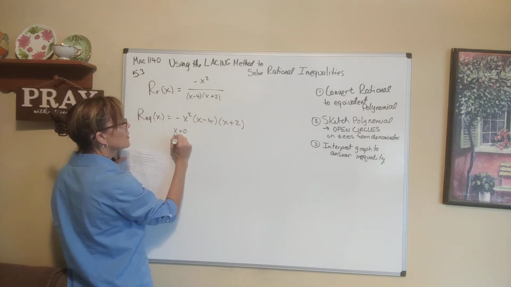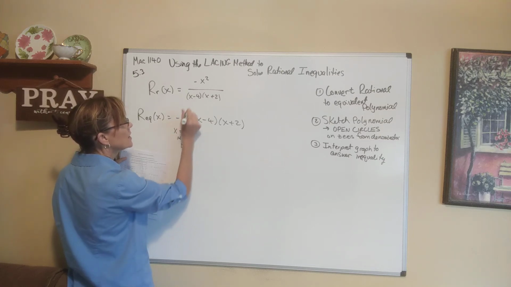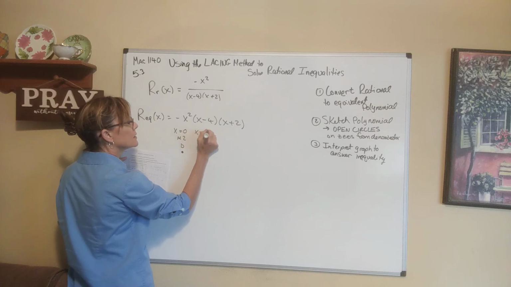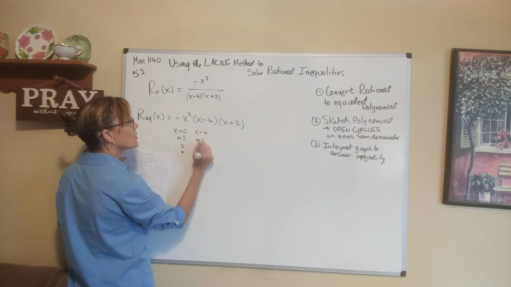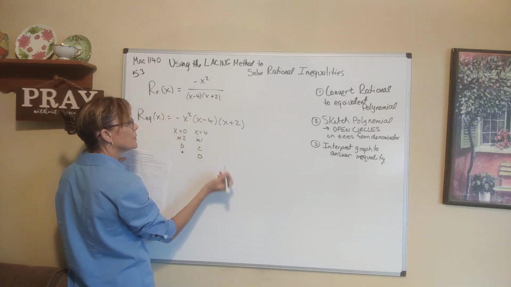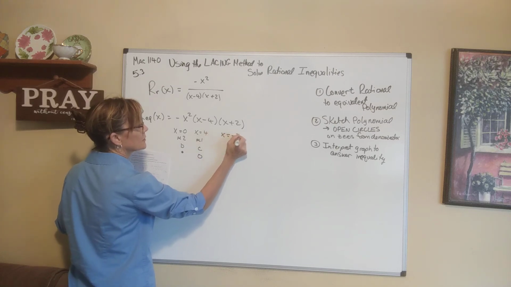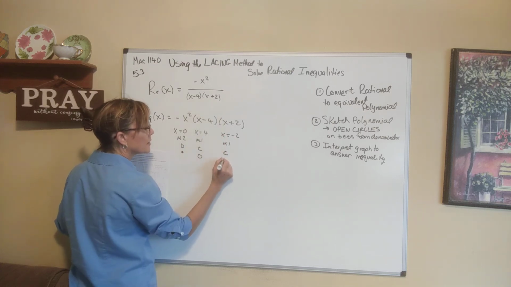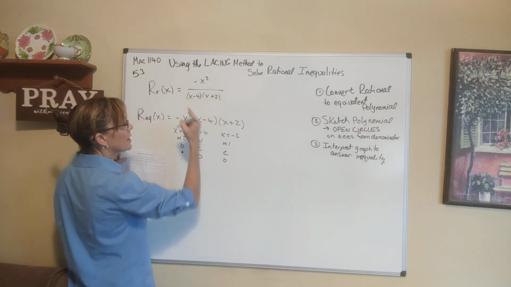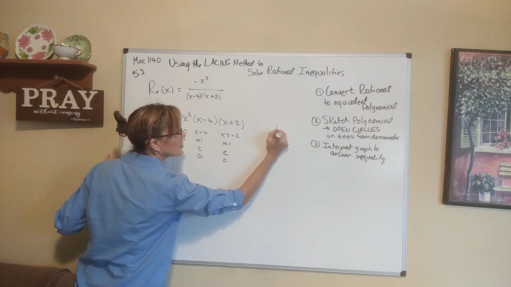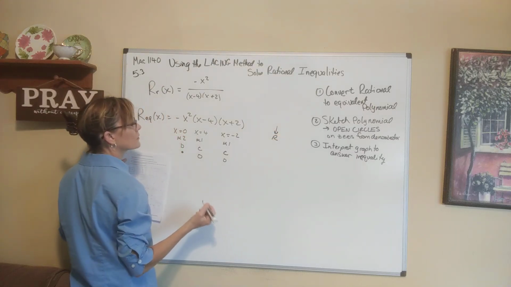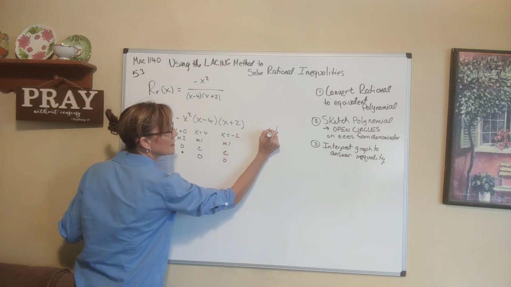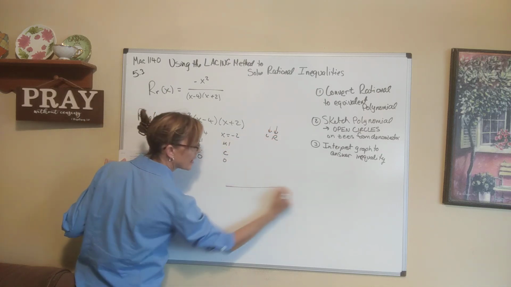X is 0, multiplicity of 2, would bounce. This came from the numerator, it can be a closed circle. X is 4, multiplicity of 1, it will cross. This came from the denominator, open circle. X is negative 2, multiplicity of 1. This will cross. This came from the denominator, open circle. End behavior: it is negative leading coefficient, down right. The degree is 2 plus 1 plus 1, which is 4, which is even. The left behavior will follow the right behavior.